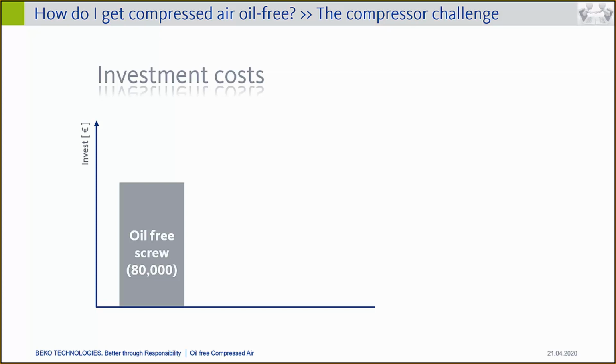This size of compressor is somehow related to 55 or 75 kilowatt. And so compared here to the oil-free compressor, we have the invest of the lubricated screw, which is less than half of the price, or almost 1/3 of the price of the oil-free screw.